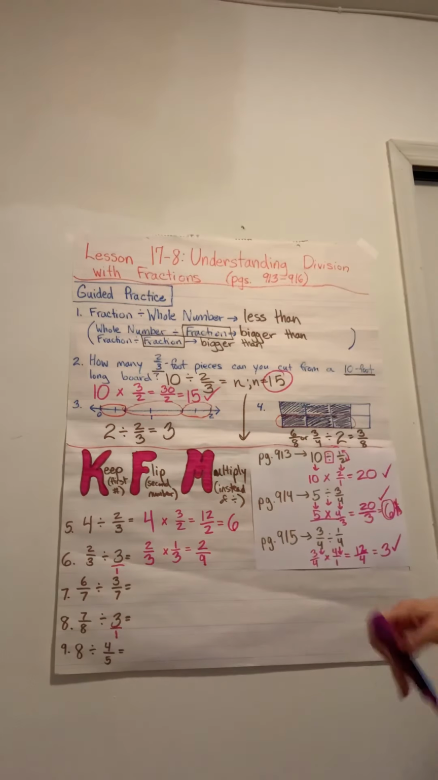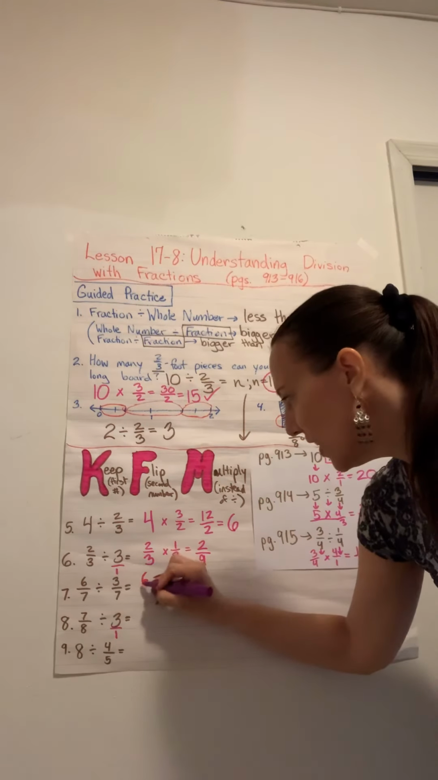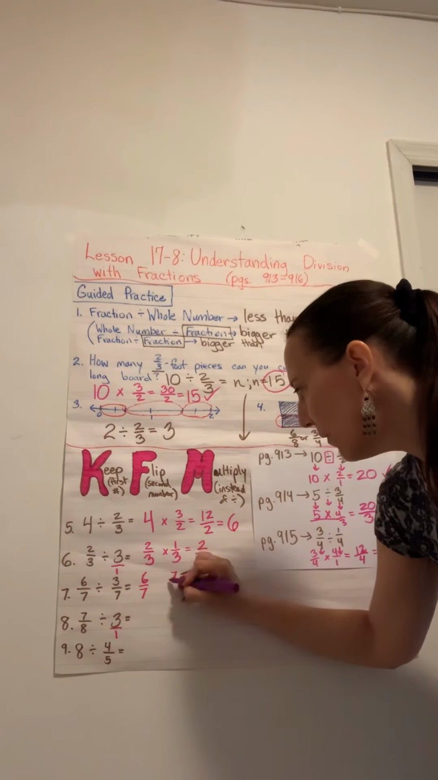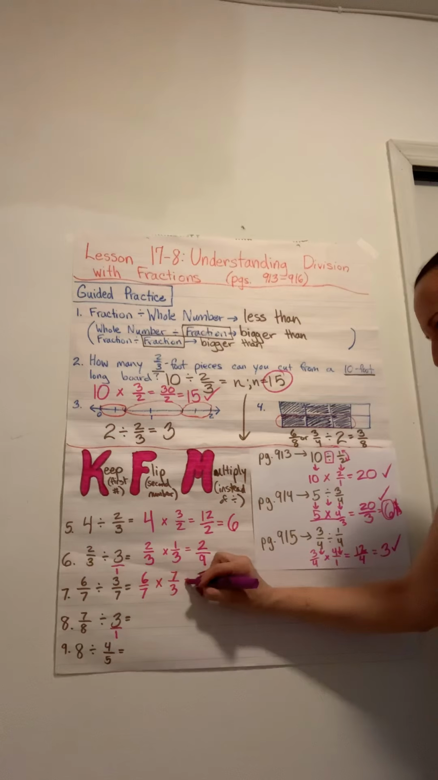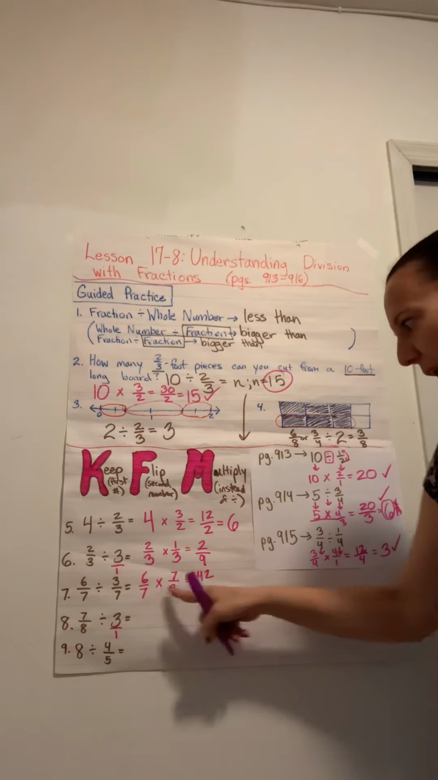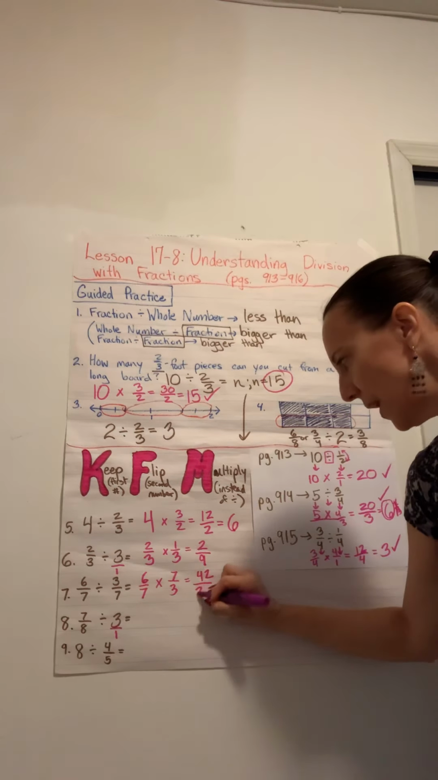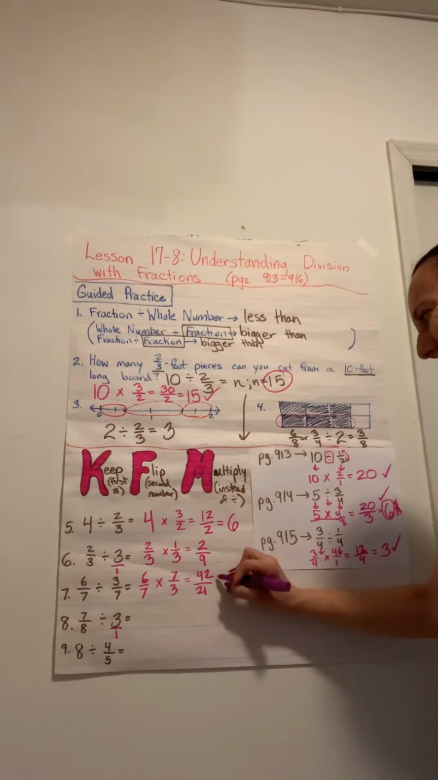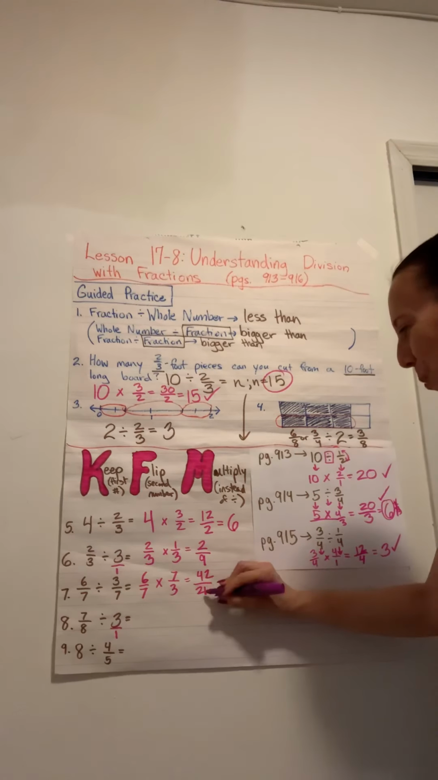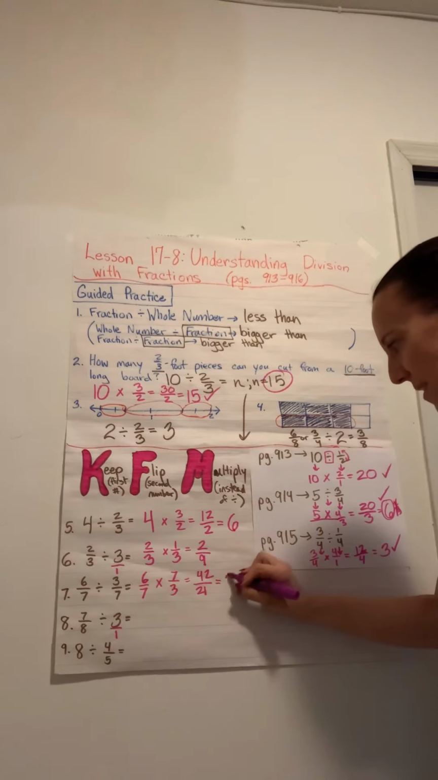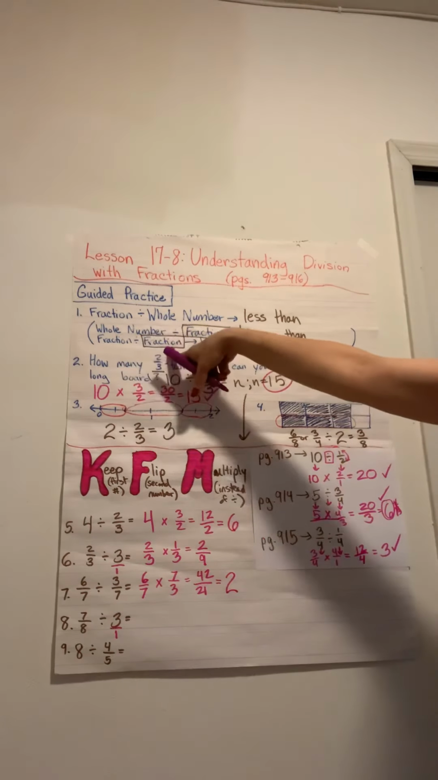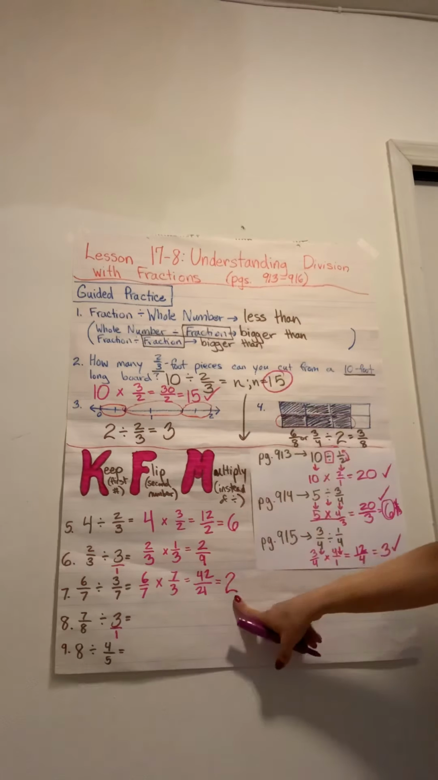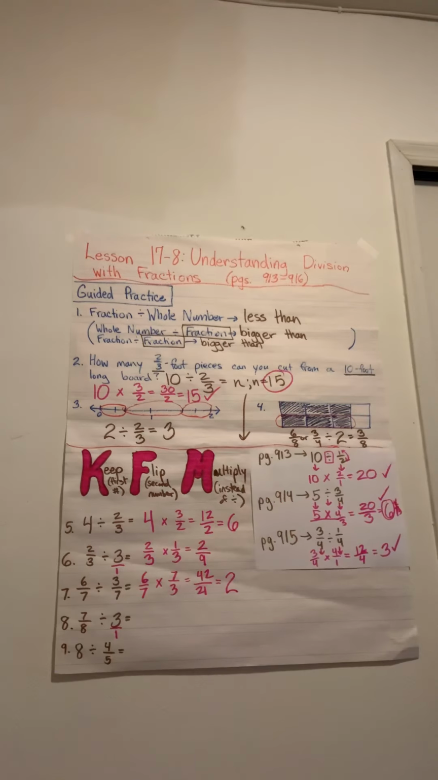Number 7. 6/7 I'm going to keep. 3/7 I'm going to flip into 7/3, and then I can multiply. 6 times 7 is 42, and 7 times 3 is 21. Oh, that's interesting. 21 goes into 42 twice, so my answer should be 2 wholes. Does that work? Fraction divided by a fraction, I should get an answer that's bigger than. Well, 2 wholes is bigger than 6/7, so that works beautifully as well.